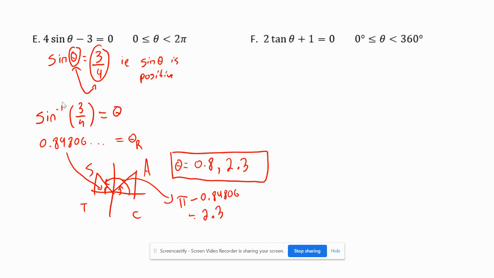Okay, we're going to have to do method 2 again. For example, F here, I'm going to subtract 1, divide by 2, and I get tan theta equals negative 1/2. So again, negative 1 over 2. We're not going to find this on our unit circle, or there's going to be no ratio of y over x on the unit circle values that's going to give negative 1 over 2. So we need to use our inverse. So I'm going to go tan inverse of negative 1/2 equals theta.